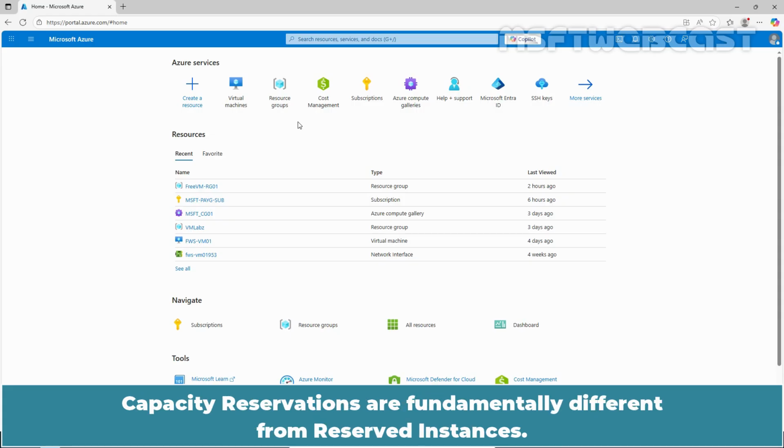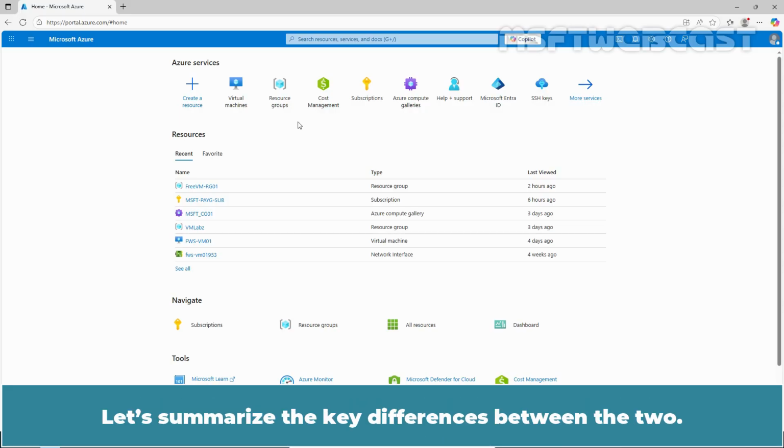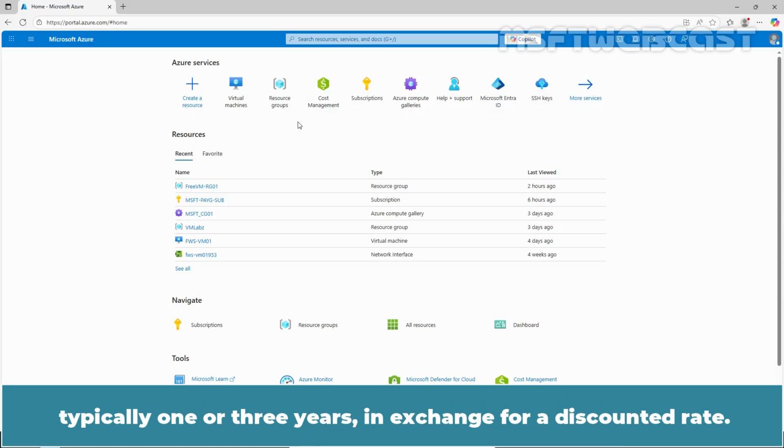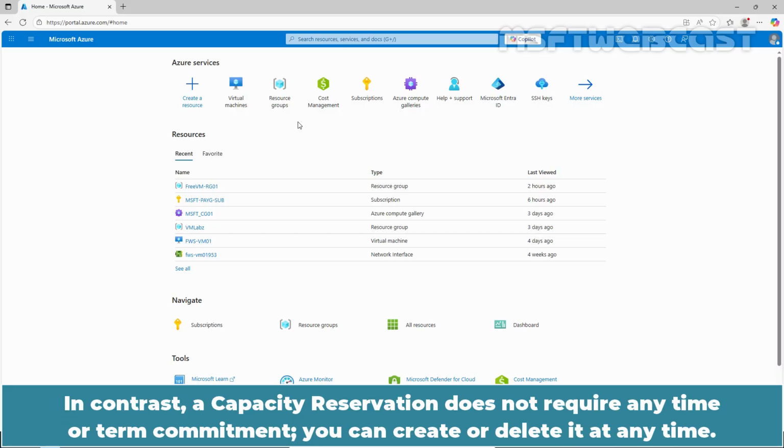Capacity reservations are fundamentally different from reserved instances. Let's summarize the key differences between the two. First is time consideration, or term. A reserved instance involves a commitment to use a resource for a specific period, typically 1 or 3 years, in exchange for a discounted rate. In contrast, a capacity reservation does not require any time or term commitment. You can create or delete it anytime.